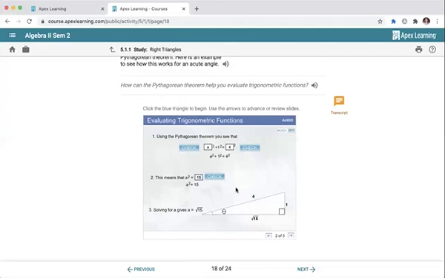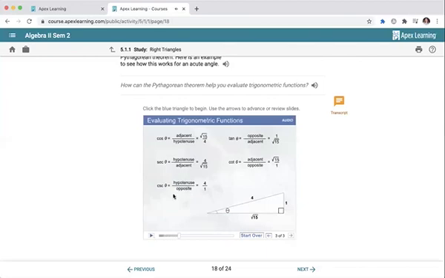Now that we have all 3 sides of our triangle, it's very easy for us to figure out our cosine, secant, tangent, cosecant, all of the other 5 trigonometric functions there. We can figure those out.